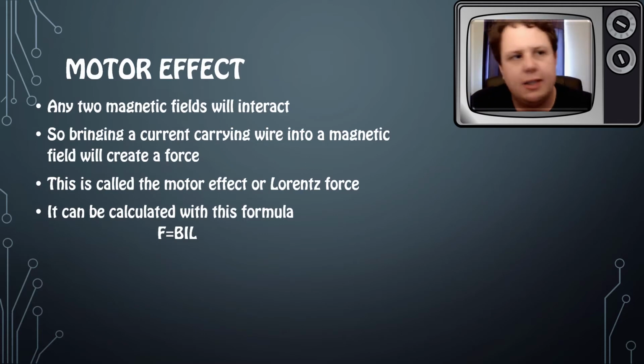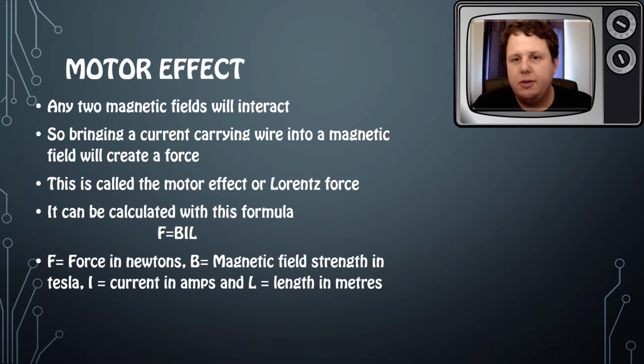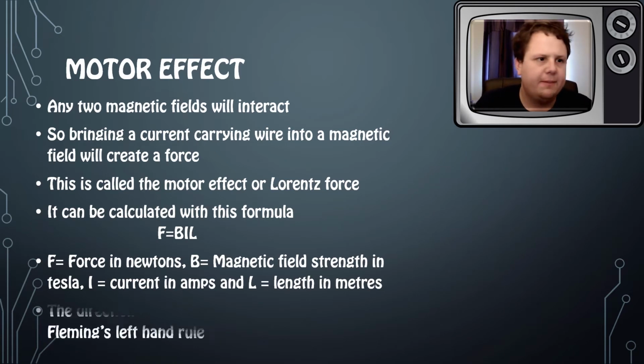Now we calculate this with this formula: F equals BIL. F is force in newtons, B is magnetic field strength in Tesla, I is current in amps, and L is the length of the wire inside the magnetic field in meters.